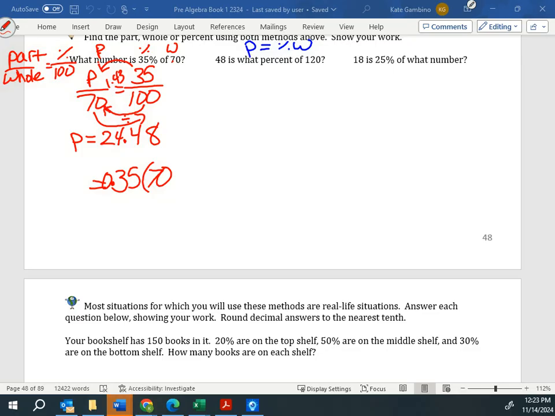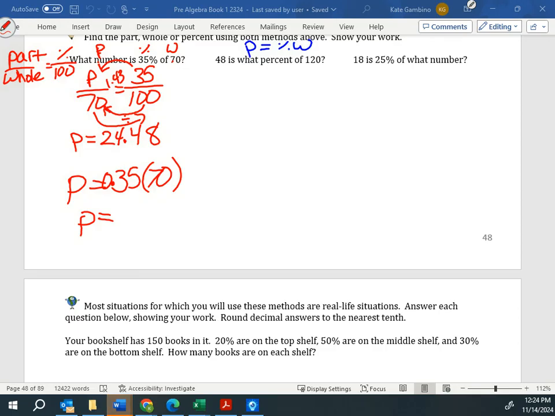What else do I need to put in my equation? I'm missing something. I'm searching for that part, so I'm just going to write that P. P equals 0.35 times 70, because my final answer, I want to be that part.